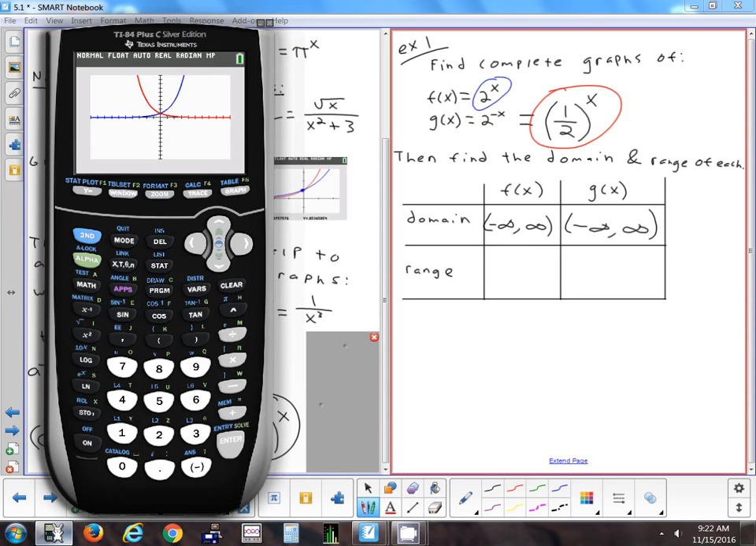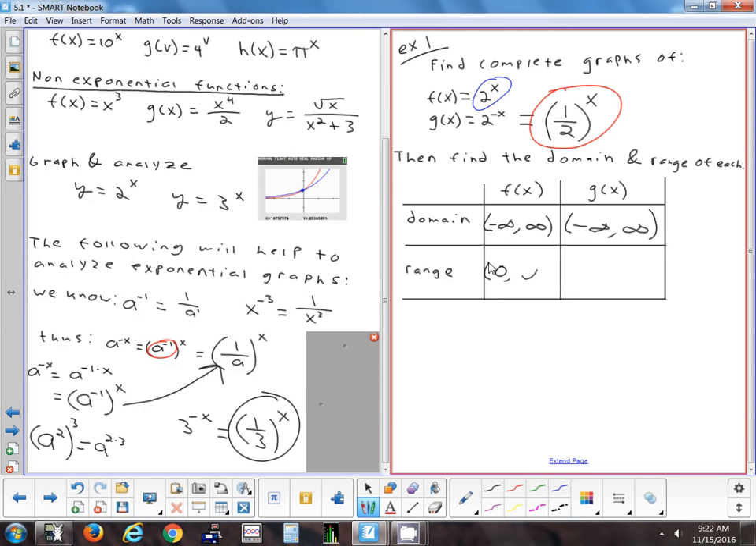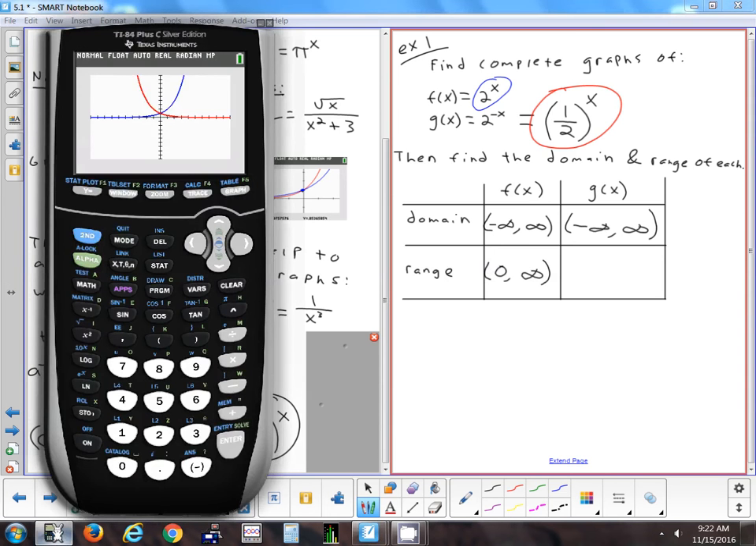Now let's look at the blue one. Does it go up forever? Yep. Does it go down forever? No. It comes down, but it levels off, and it approaches what number? It approaches 0. Does it ever reach it? No. So the range will go from 0 to infinity. And now how about the red one? What's the lowest that the red one goes and the highest? It's the same thing. Yep. It's a mirror image, but the range is still the same. 0 to infinity.